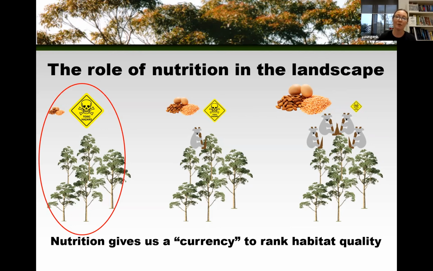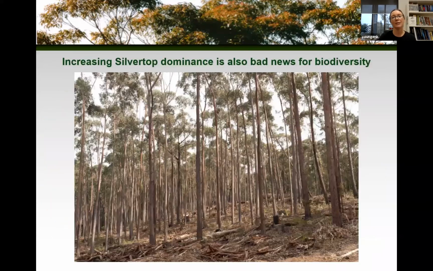Unfortunately, from everything we know about eucalypt nutrition right now, silvertop ash-dominated forests look like the one on the left. Low nutrients and a lot of toxins. Increasing silvertop dominance is also bad news for biodiversity more broadly. I don't know exactly how big this problem is, but I'm concerned it's actually quite large.